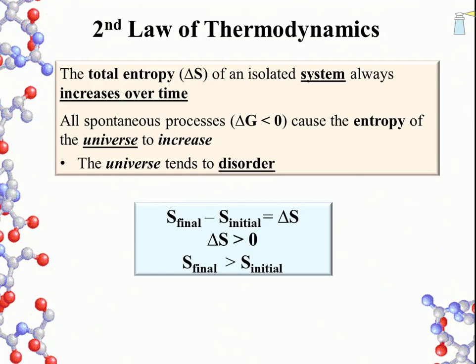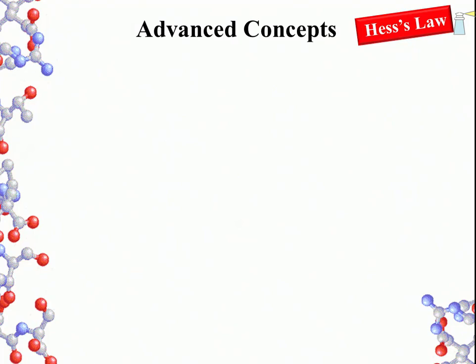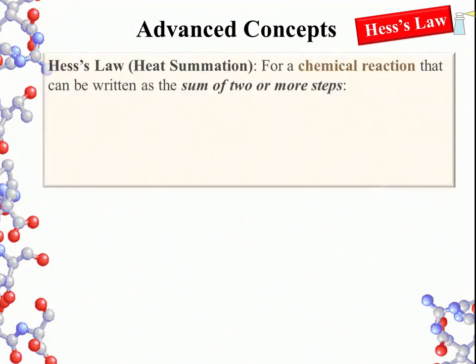For most students, the material covered so far is sufficient for their class. Some students are exposed to additional material, which is presented at this point in the lecture as advanced concepts. The first concept is Hess's law. This law, also known as the heat summation law, is limited to chemical reactions that can be written as the sum of 2 or more steps. It does not matter if the reaction of interest actually follows those individual steps. It only matters that when the chemical formulas of those steps are added together, they generate the chemical formula of the reaction of interest.